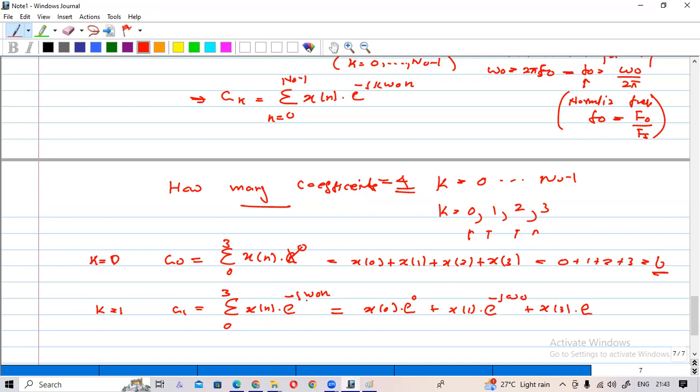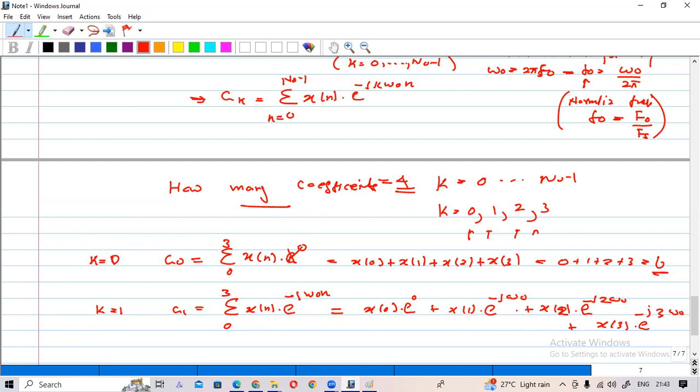plus x2 e to the power minus j omega naught, n is 2. Here n is 2, so it will be minus j 2 omega naught, plus n is 3, that means x3 e to the power minus j 3 omega naught.